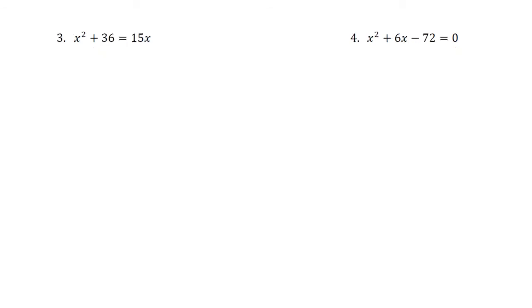All right, let's look at these next few that we have. Yet again, this first one starts off with the same issue as before. It is not set equal to 0. So we want to minus that 15x on both sides. And you want to make sure that you actually put these in order here. You want to put that minus 15x in the middle.